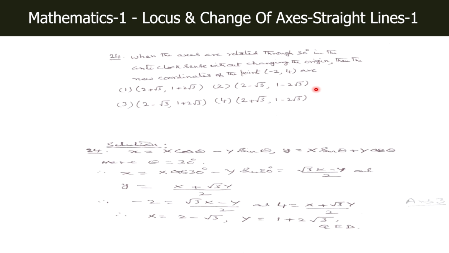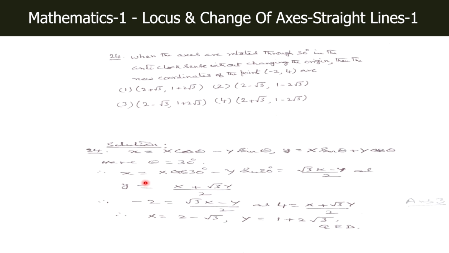And you know that if the axes are changed or rotated through an angle theta in the anti-clock sense without shifting the origin, about the origin, then you know that the relation between old and new coordinates is simply small x, means old coordinate, is equal to capital X cos theta minus capital Y sin theta, and small y is equal to capital X sin theta plus capital Y cos theta. Here theta is equal to 30 degrees, you are given.